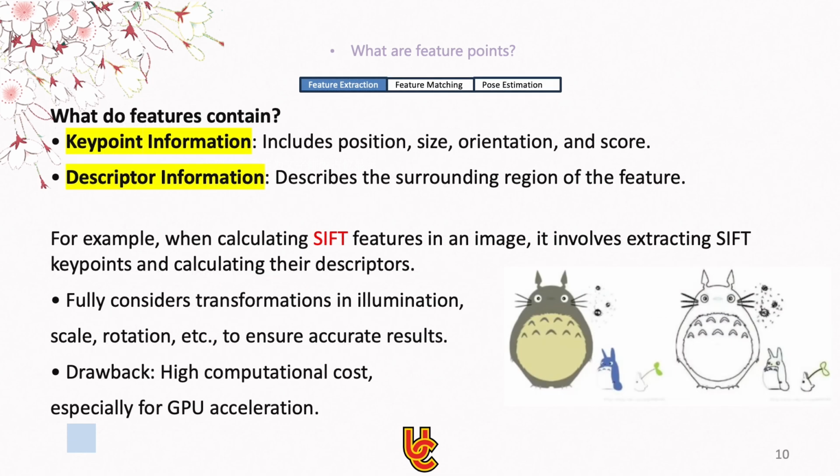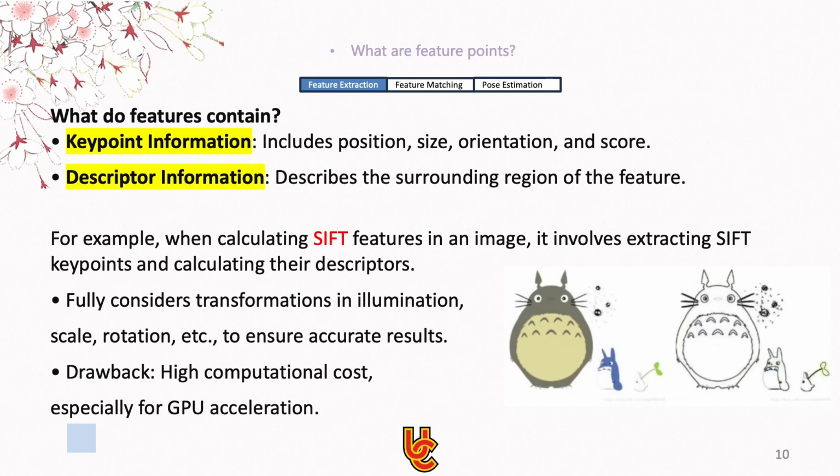So, what does a feature contain? It contains two parts: the keypoint information and the descriptor. The keypoint information includes the position, size, orientation, and even score. And what's the descriptor? It describes the surrounding region of the feature. For example, when you calculate the SIFT features in an image, it involves iterating over the SIFT keypoints and calculating their descriptors one by one. It fully considers the transformation in illumination, scale, and rotation, to ensure accurate results.